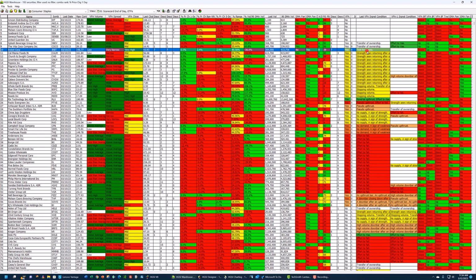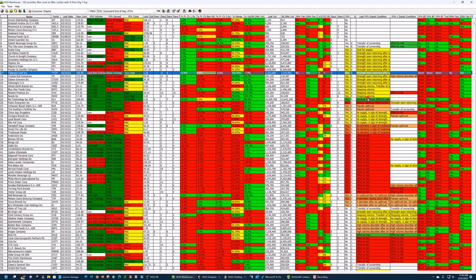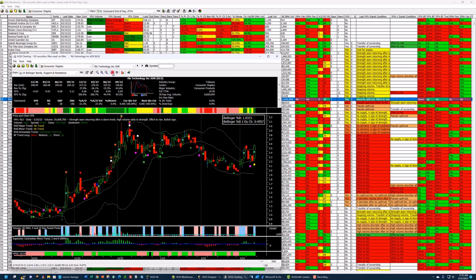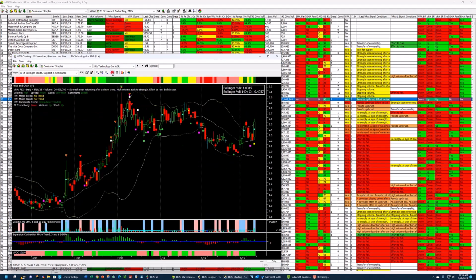Just go through these. Strengthening returning is stronger. Let's look at this reverse up thrust. Okay, it's a $2 stock, but this is a reverse up thrust and an effort to rise. Both of them here. So this is actually a pretty good looking chart. Tobacco, consumer staples. It's only a $2 stock though.